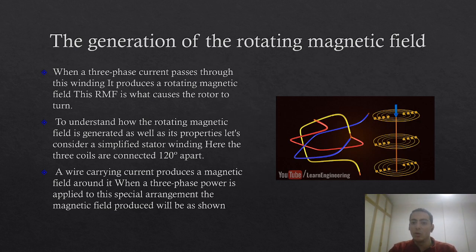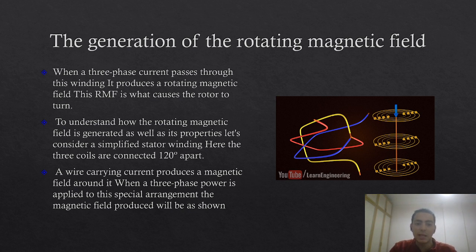The generation of the rotating magnetic field. When three-phase current passes through these windings, it produces a rotating magnetic field. This RMF is what causes the rotor to turn.